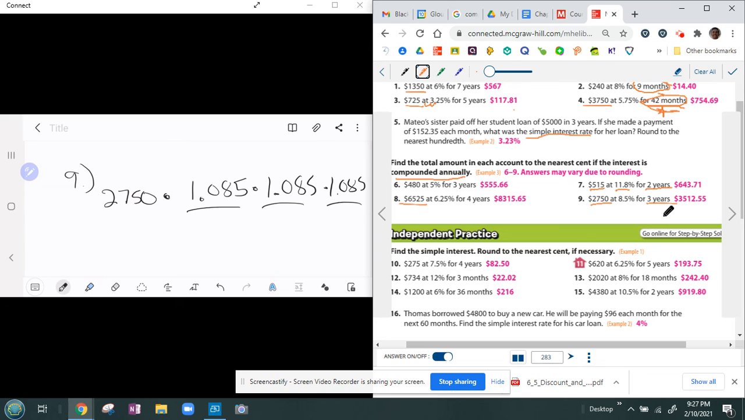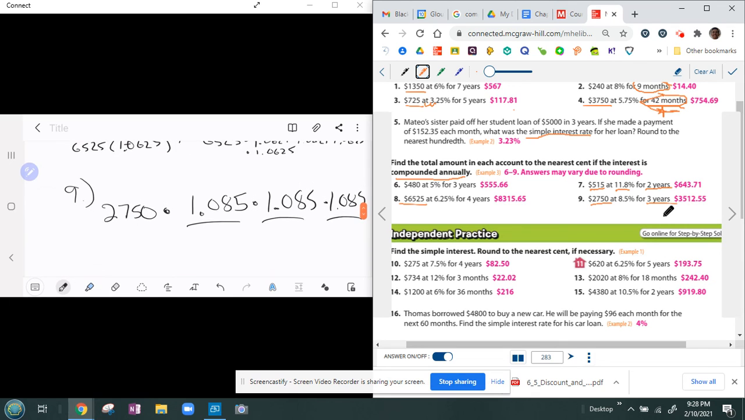So there you go. If you're still confused about compound interest, ask, and also let me know which way you would prefer to learn it, because there are so many ways.